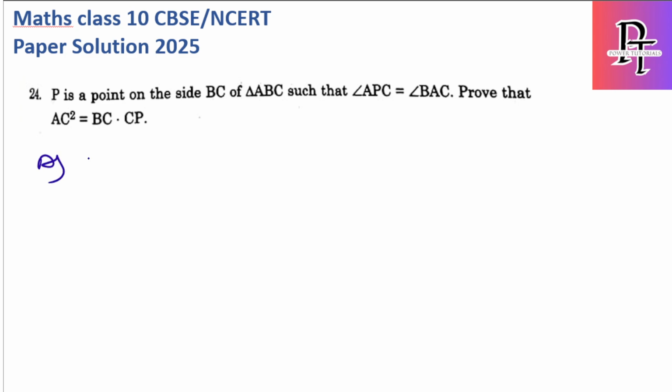P is a point on the side of a triangle ABC such that angle APC is equal to angle BAC. Okay, so this is a question which is related to similarity of triangles. Okay, I will draw a big triangle.